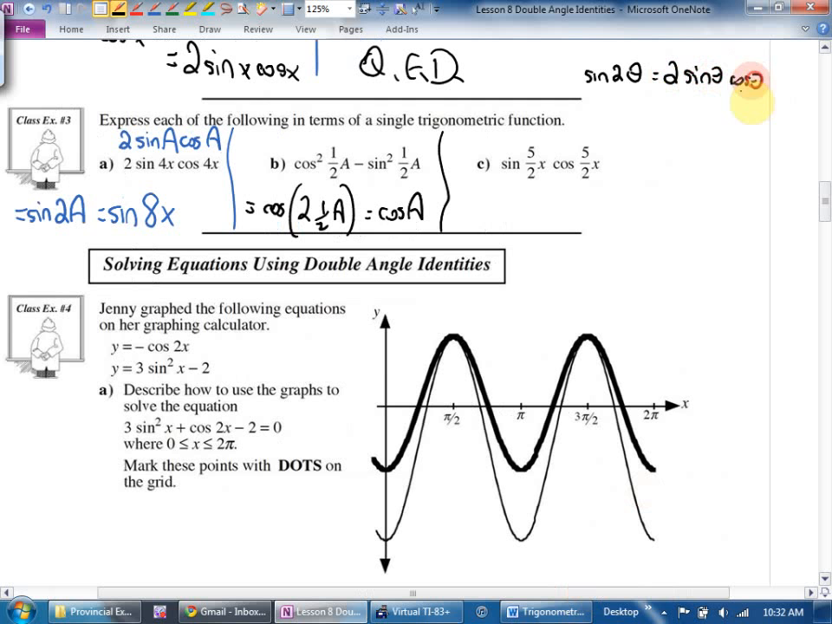How could I make this side look a little bit more like this? What, oh pray tell, could I do with this 2? It's an uglier version of the same identity. I think this is going to be a 1/2 in front, a sine, open bracket, a 2, and then Justine, I love the way you said it. You said theta or something, because yeah, I'm not going to put a theta here. I'm going to put the something, which in this case is the 5 over 2x.